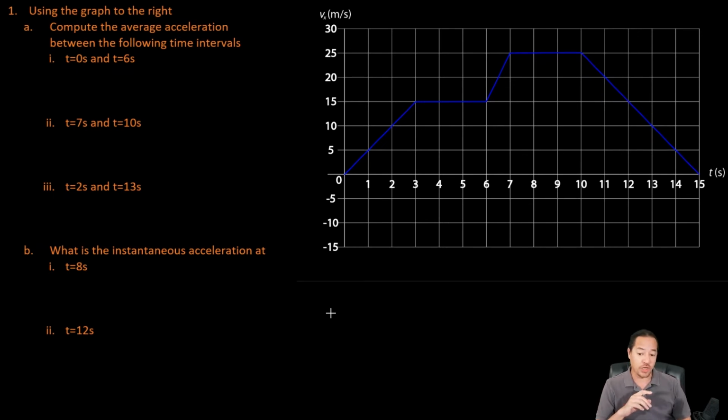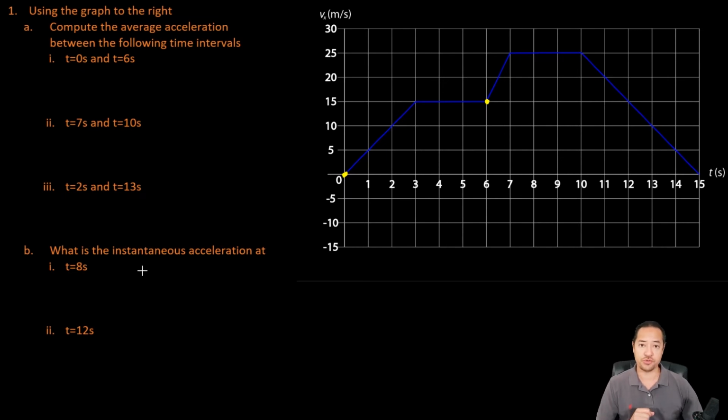So question 1 asks us to use the graph here on the right to compute the average acceleration between a couple of different time intervals. So let's start out with the first time interval. Okay, we're looking at t equals 0 and t equals 6 seconds. So t equals 0 is going to be here, and t equals 6 seconds is going to be here.